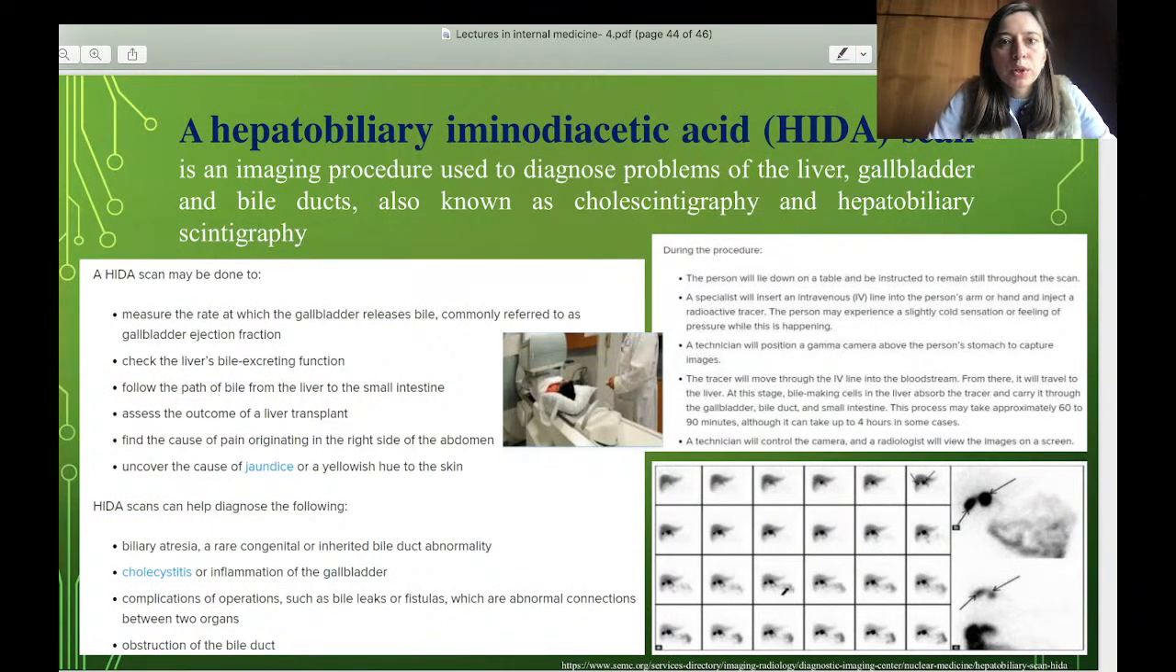And a hepatobiliary iminodiacetic acid scan is an imaging procedure used to diagnose problems of the liver, gallbladder, and bile duct, also known as cholescintigraphy and hepatobiliary scintigraphy.